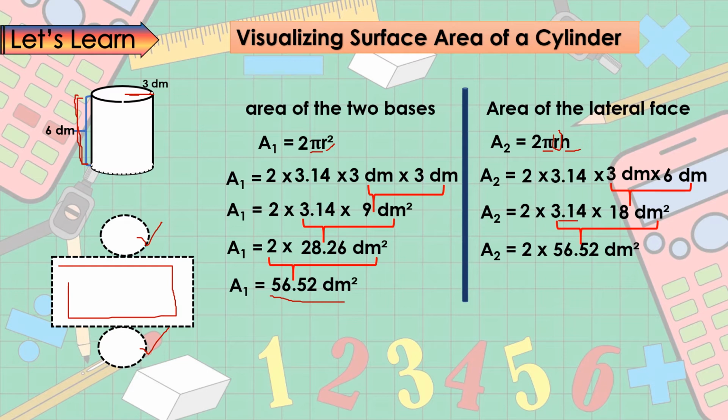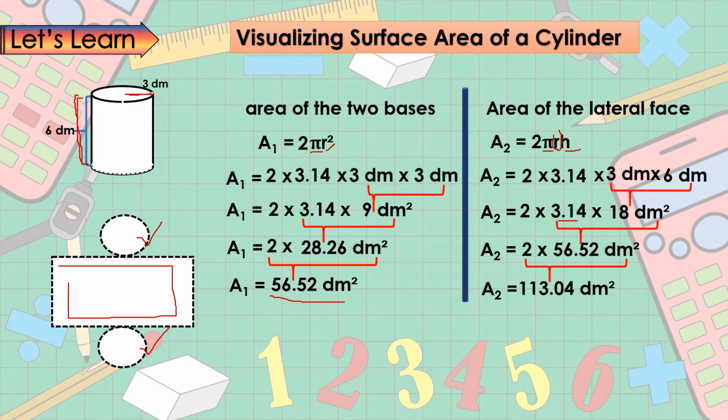Now, for the last process in getting the area of the lateral face, we are going to multiply 2 by 56.52 decimeters squared. So we will get a product of 113.04 decimeters squared. Are we done? No, we are not yet done.